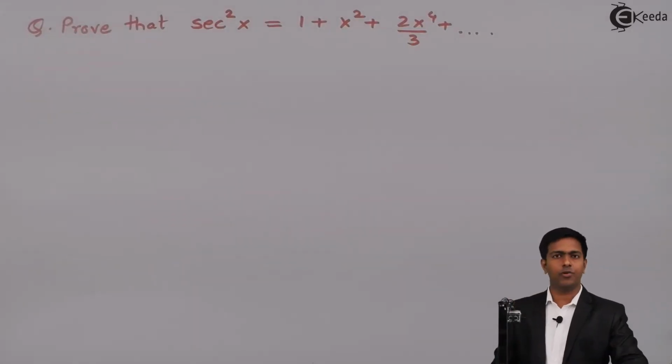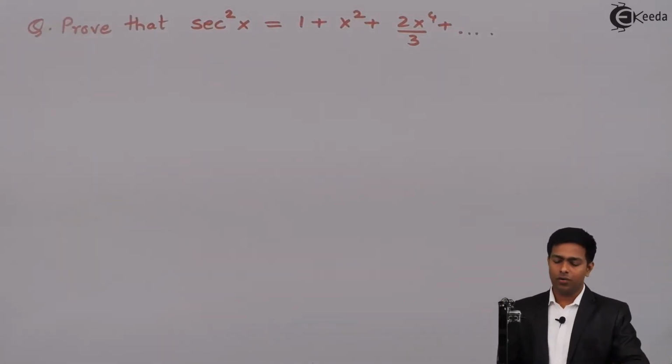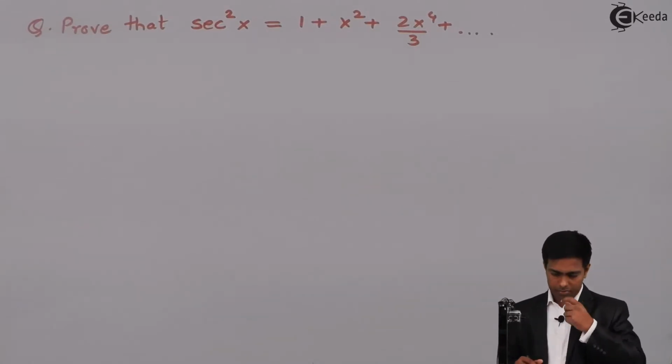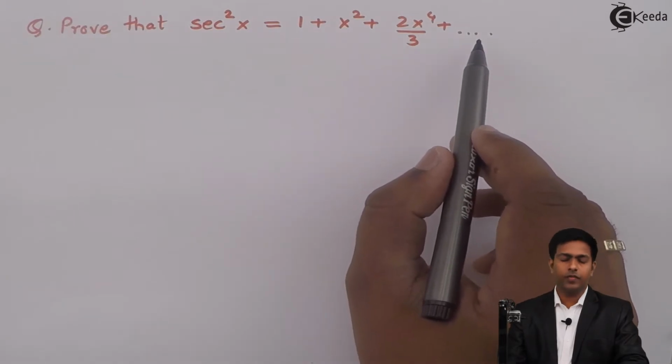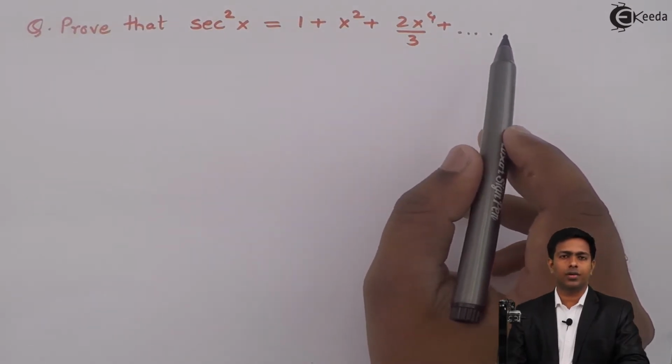In this problem we have to prove that sec square x equals 1 plus x square plus 2x raised to 4 by 3 plus dot dot dot. So it is an infinite series. Now to expand the given function in terms of algebraic terms, we will use Maclaurin series over here.